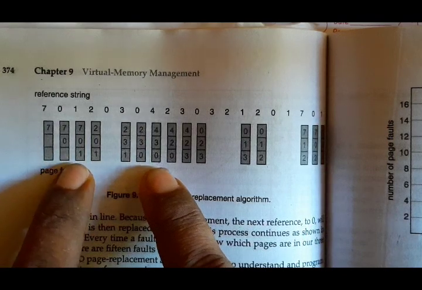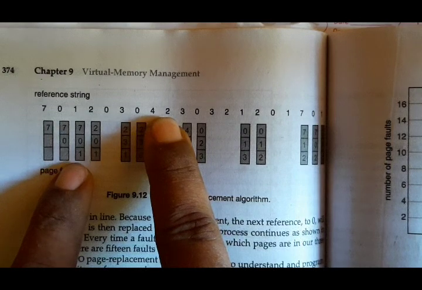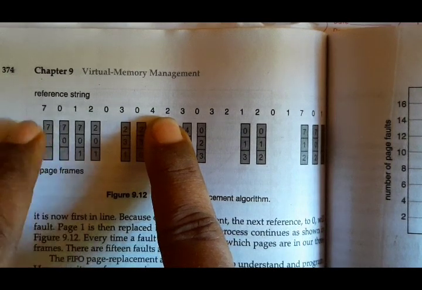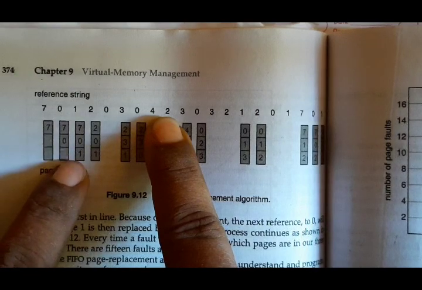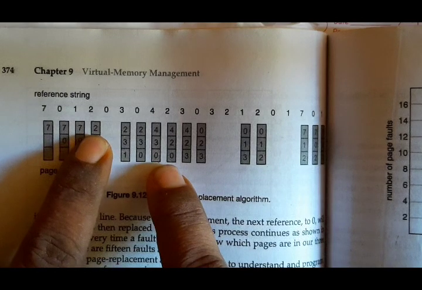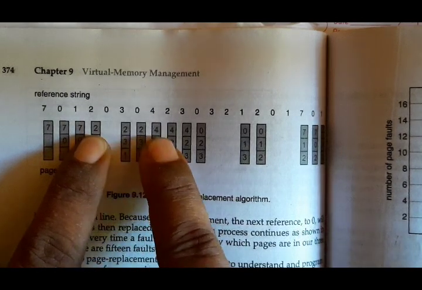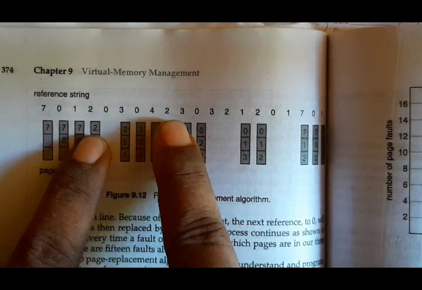Till here is completed. After that, the next page is 4. So 7 you replace, 0 also you replace, 1 also you replace. Next, in place of 2 you have to replace 4, like this. Clear no?